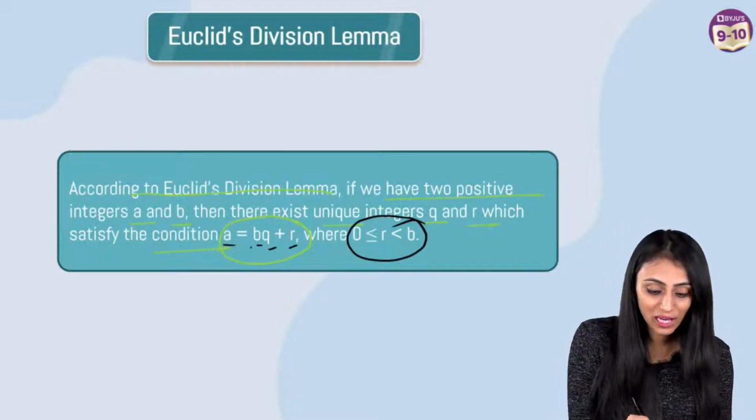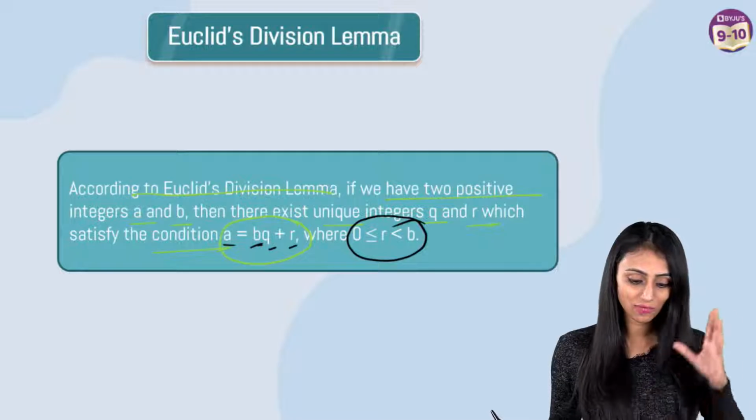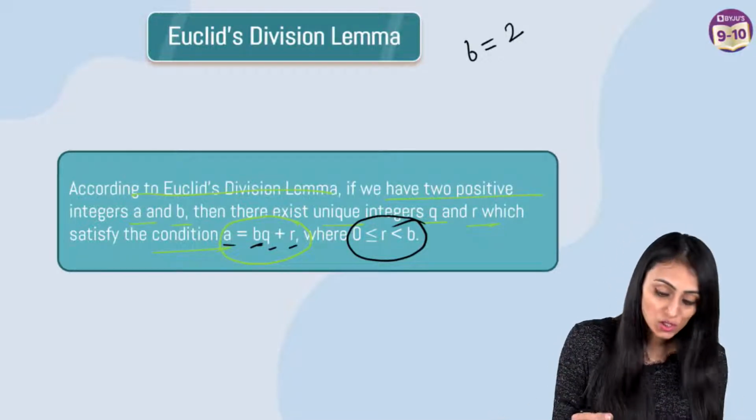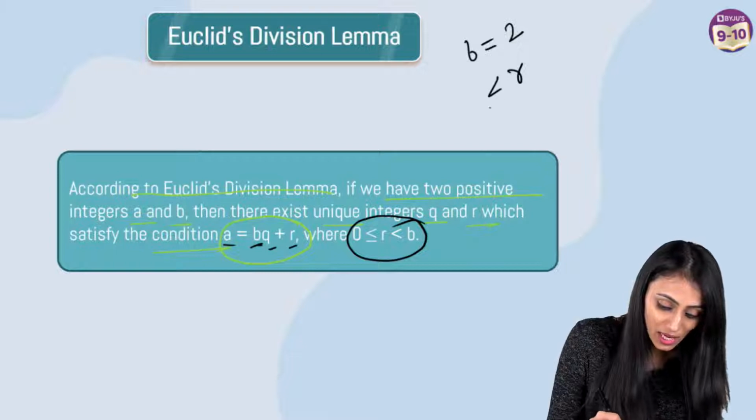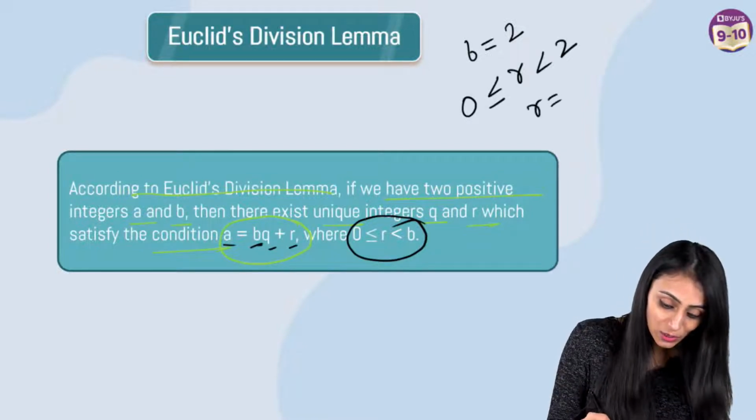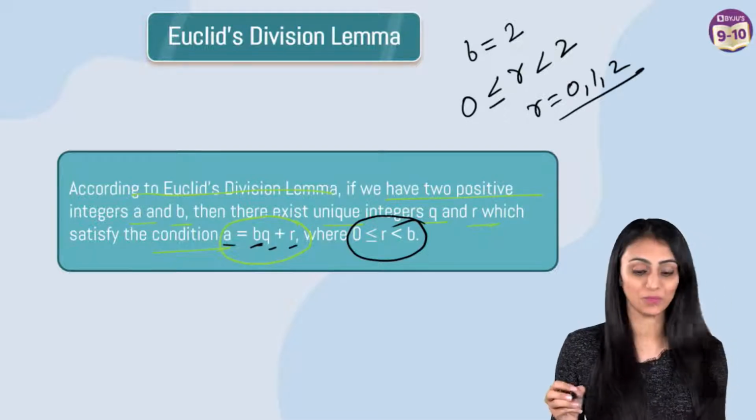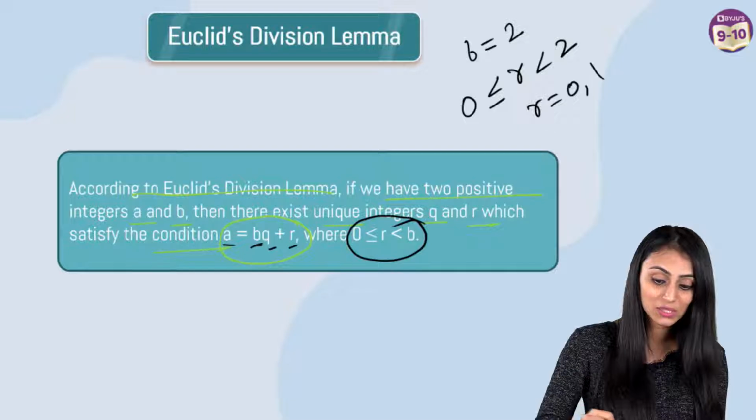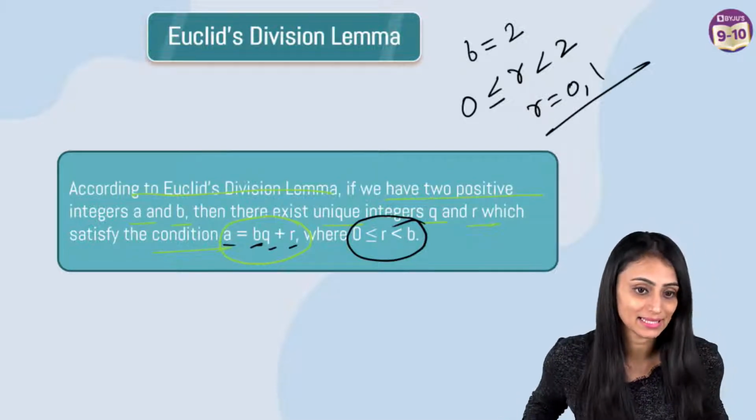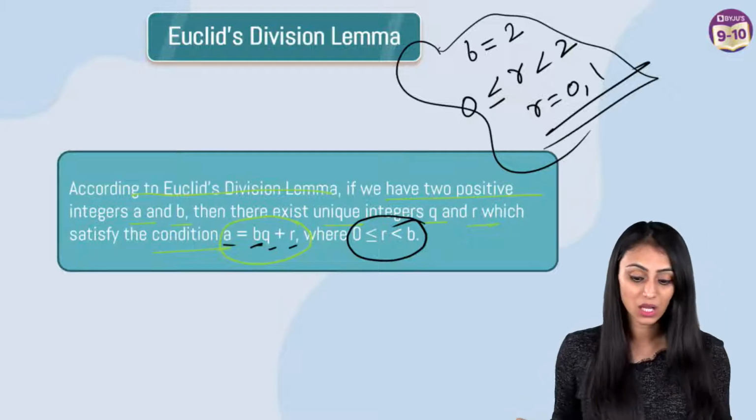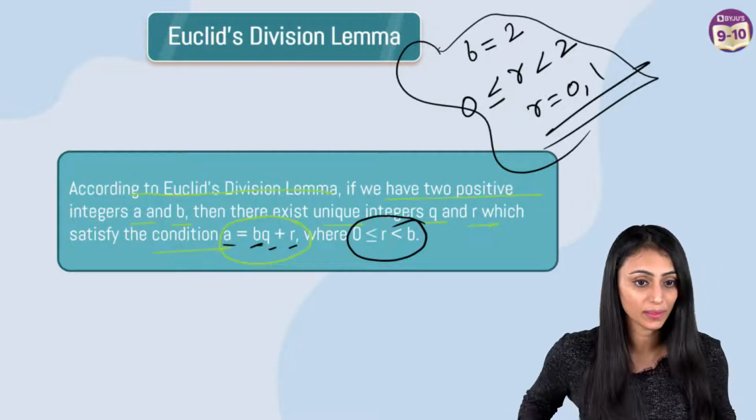Whatever the value of B is, let's say B is 2. R is greater than or equal to 0 but less than 2. So R will take values 0, 1 and 2. I'm sorry, not 2, because it is less than 2. R will take values 0 and 1 in that case. I hope this is clear to everyone because sometimes we are asked questions on this topic.